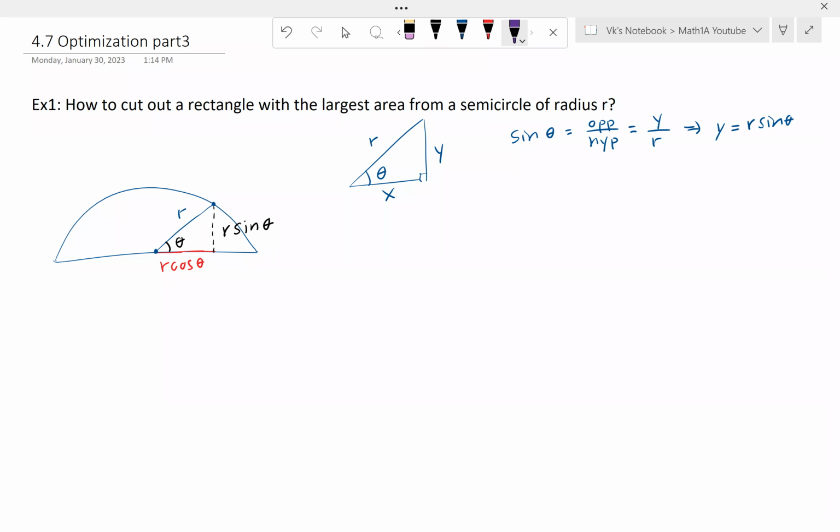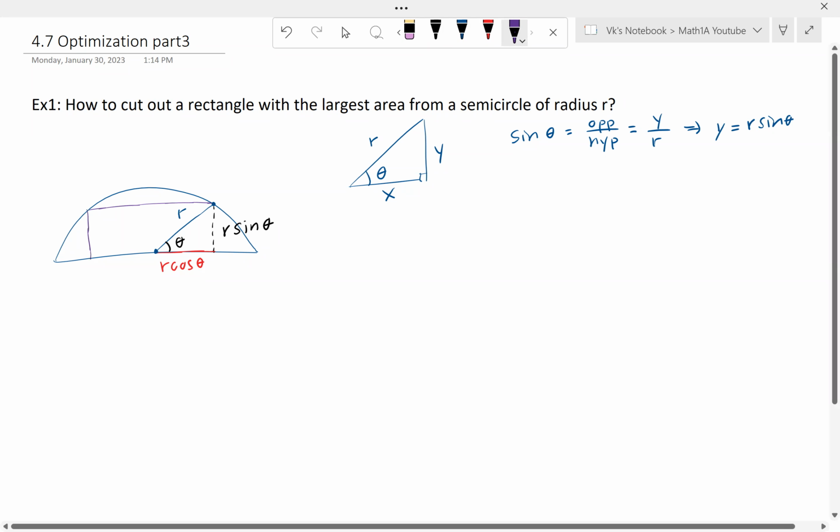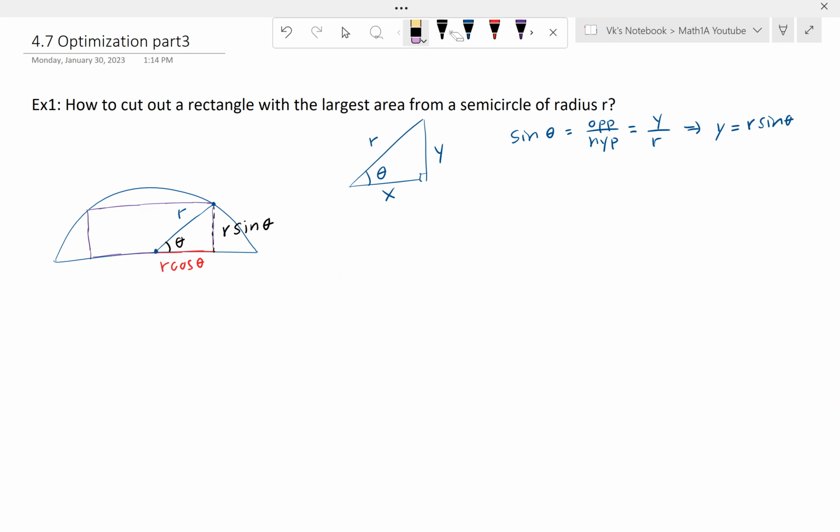So with this information, we can sketch out a sample rectangle. This is what a sample rectangle looks like. The question asked us for the largest area. So we have to maximize the area function. Area is a function in terms of the angle theta, and that is length times width. The length is 2r cosine theta. The width is r sine theta. So we get r squared times 2 sine theta cosine theta, and that would be r squared sine 2 theta.